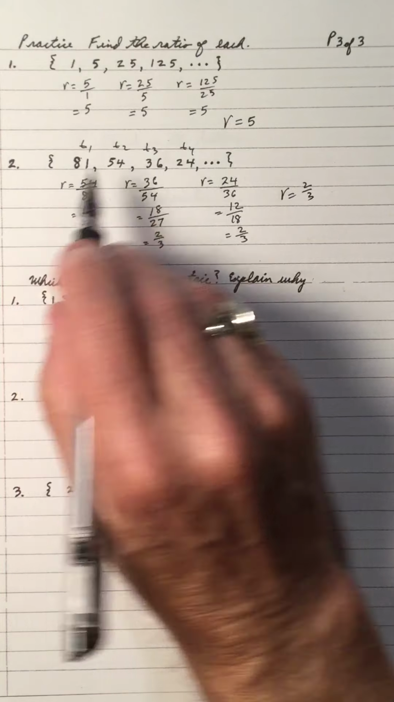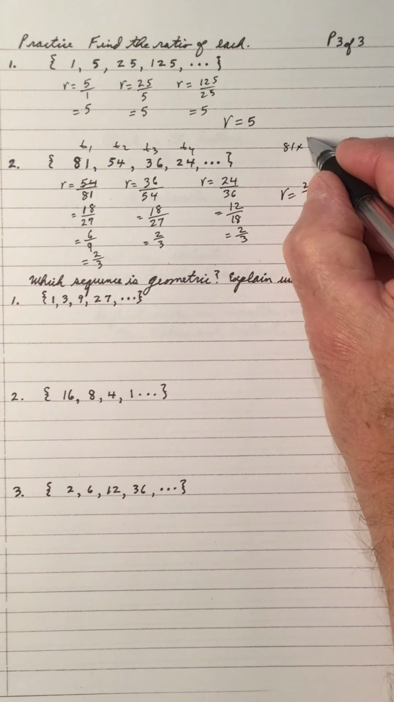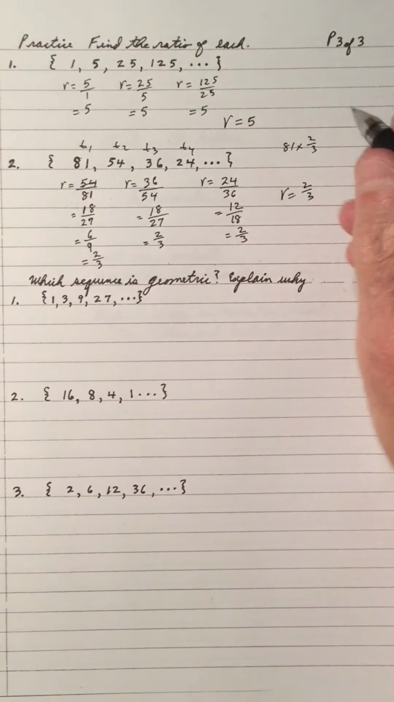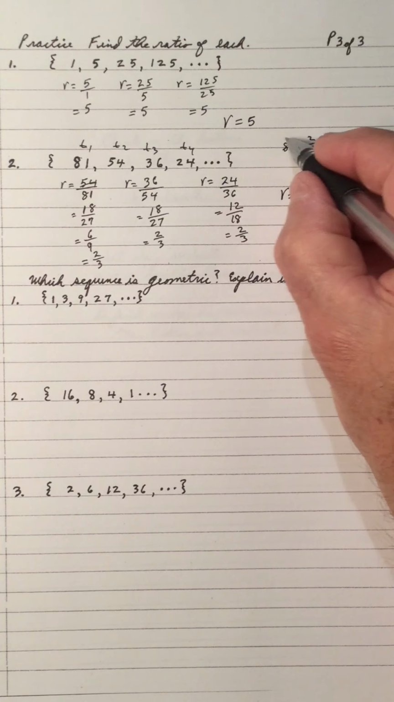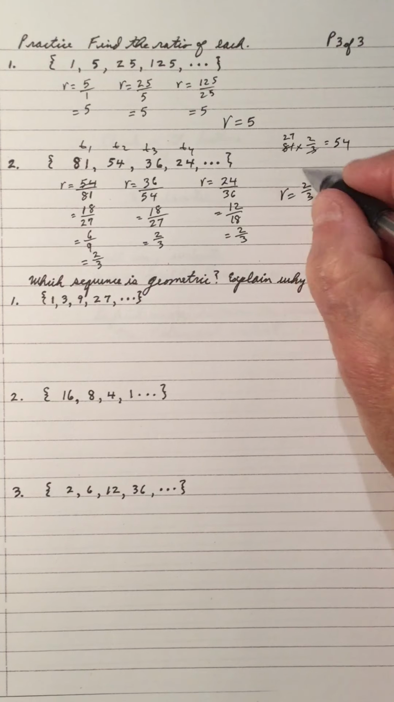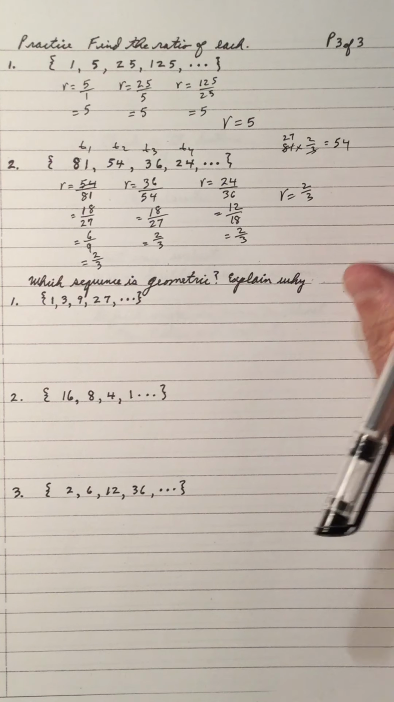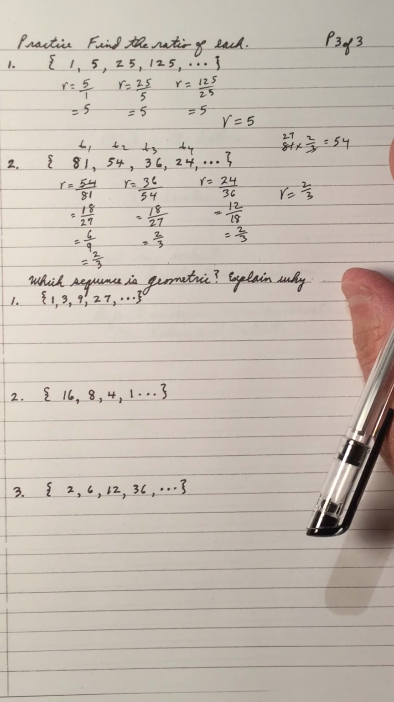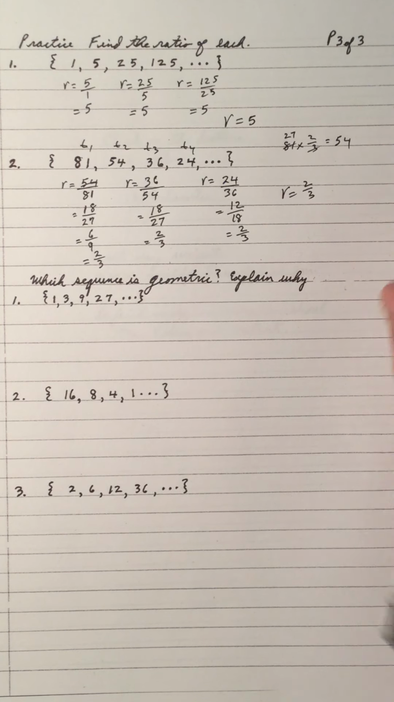So what it means, if you take 81 and multiply by 2/3, you should get 54. So 3 into 81 goes 27. 2 times 27 is 54. So the ratio is 2/3. Again, a geometric sequence has a constant ratio.